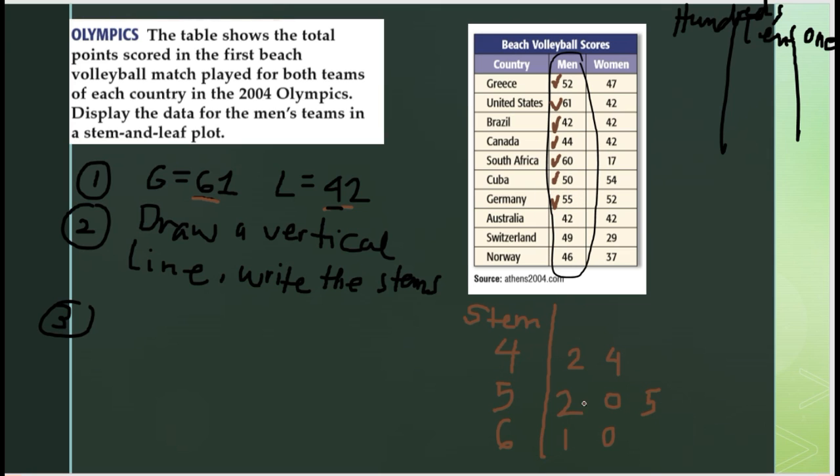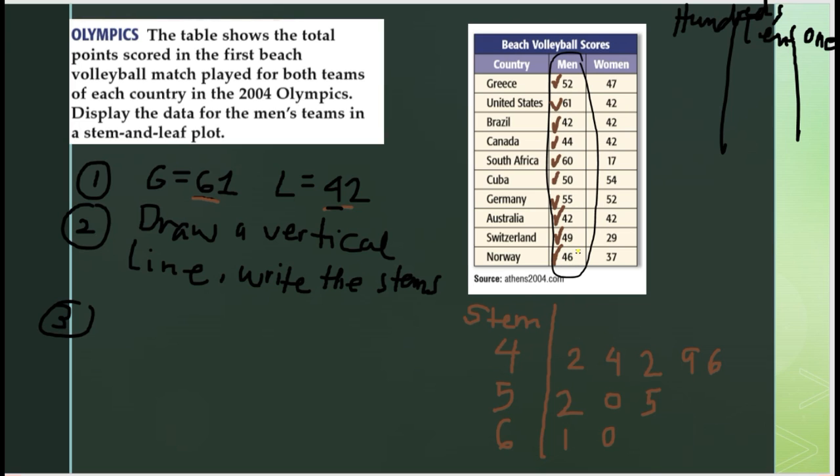So this is like the tens place and these are the ones place. Australia is 42. So 4 and then you write 2 again. And then Switzerland is 49. So 4 and then 9. And then Norway is 46. Okay, 4 and then 6. So this is how we do it.